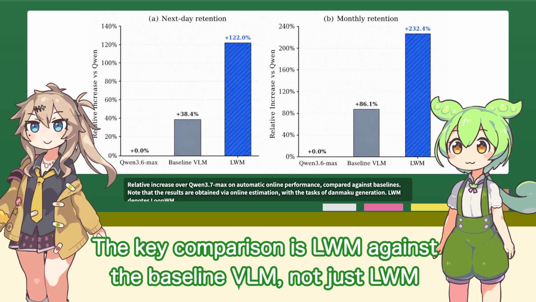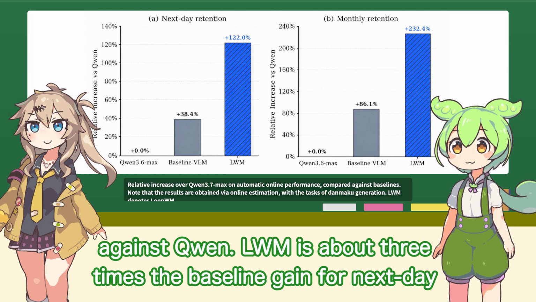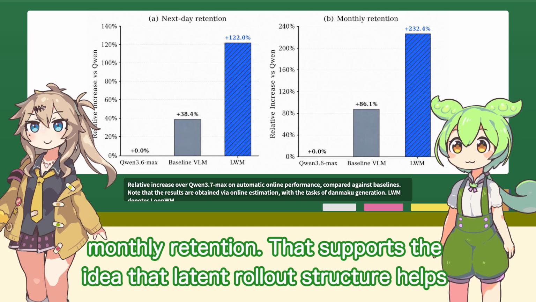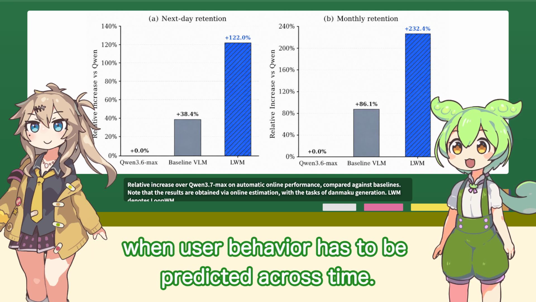The key comparison is LWM against the baseline VLM, not just LWM against Q1. LWM is about 3 times the baseline gain for next-day retention, and more than 2.5 times the baseline gain for monthly retention. That supports the idea that latent rollout structure helps when user behavior has to be predicted across time.